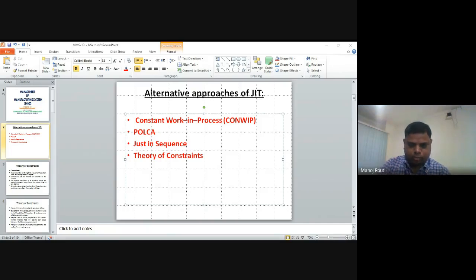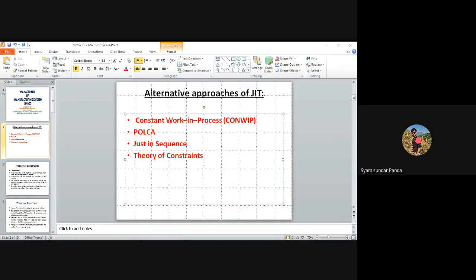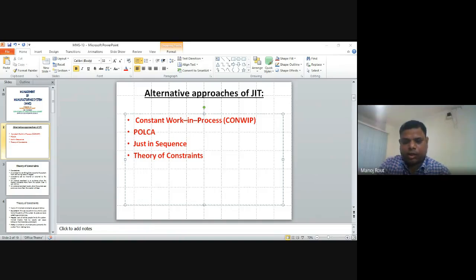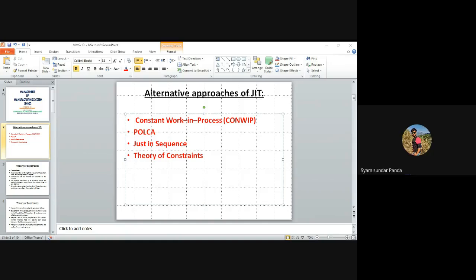Shamsundar Panda. Hello, sir. Okay. Sir, I don't know, sir. But try to provide the answer. There is no negative mark. Sir, question please, sir. What is process flow chart? Sir, don't know, sir.